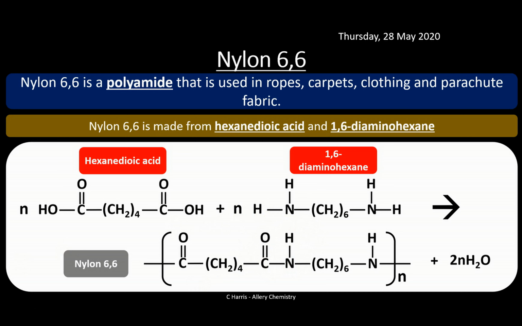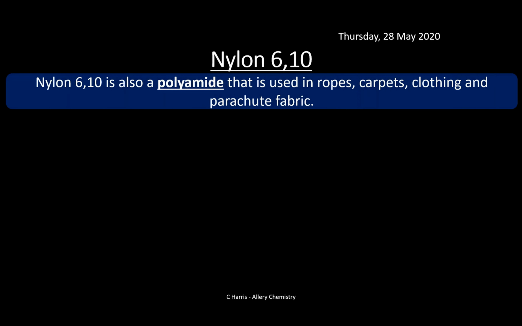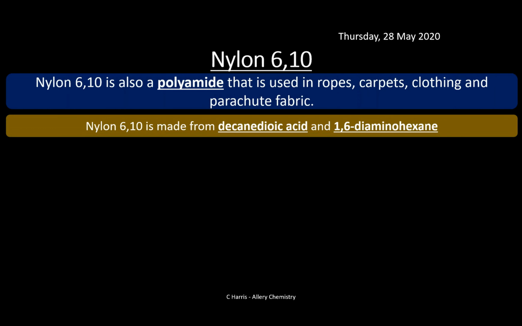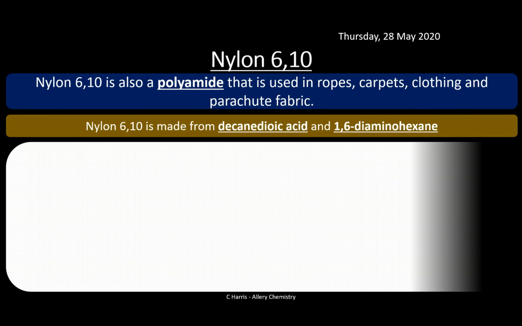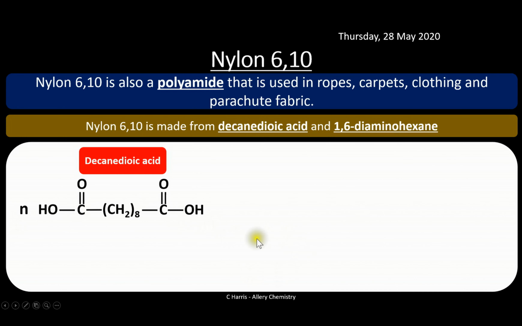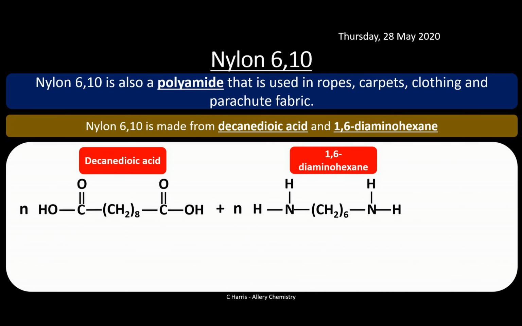Okay, so that's nylon 6,6, but we can also have something called nylon 6,10 as well. And 6,10 is again used in the same type of materials. It's just a similar type of polymer, except 6,10 is made from decanedioic acid and 1,6-diaminohexane. So we're making it from something which has 10 carbons in here. So it's one there, and then the 8. So it's decanedioic acid. Still a dicarboxylic acid and a diamine.